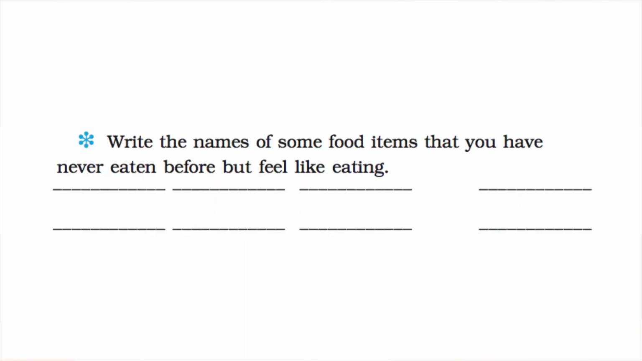Now, moving on to another part, which is writing the names of some food items that you have never eaten before but feel like eating. For example, students, I have never eaten a chapati made of bajra, but I certainly feel like eating a chapati made of bajra. Try to make this list and note it down in your notebook.